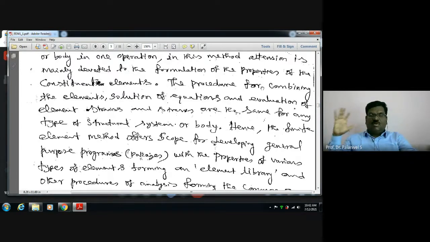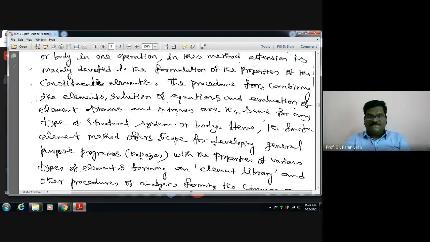Only its overall shape is going to vary. Once you assume it is discretized into various elements, the element properties and assemblage will be the same for any body, any structure. Only at the surface will you be using some different shape of element. That's all, but the rest will be the same.